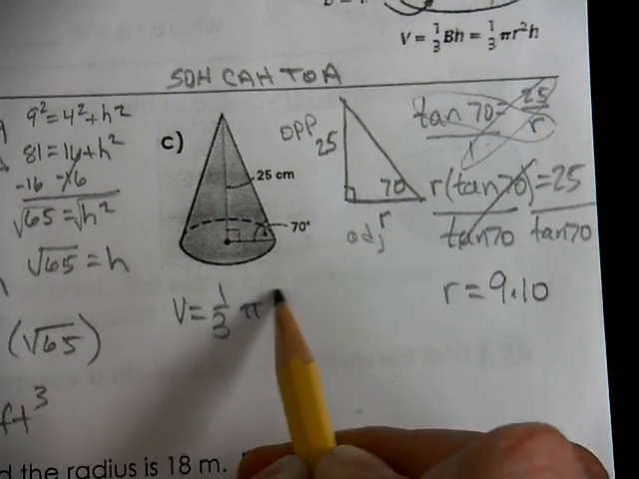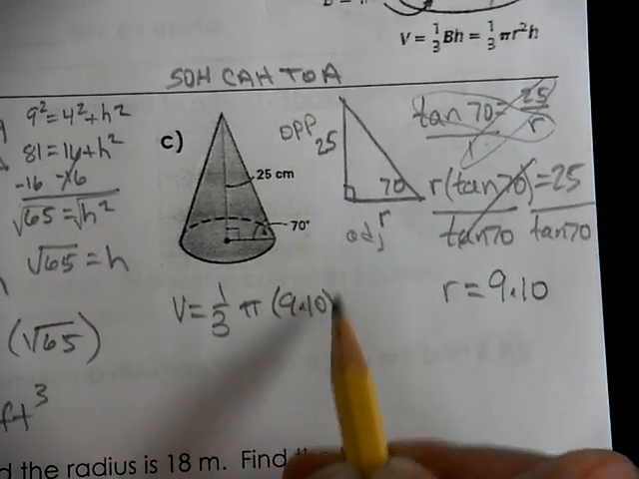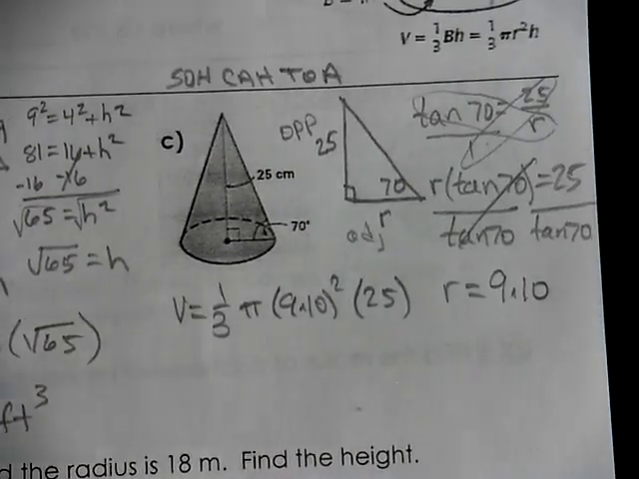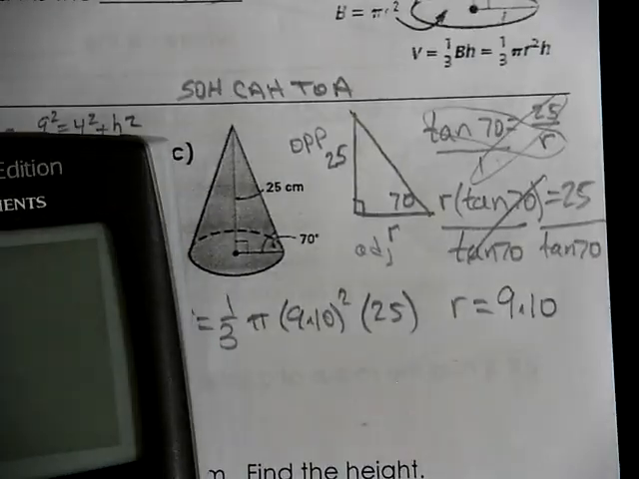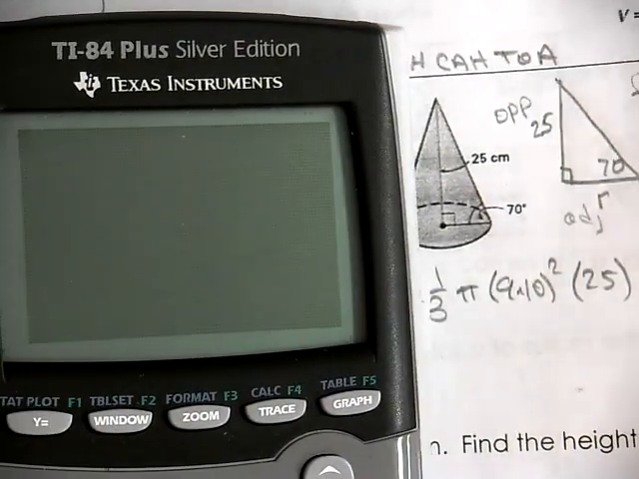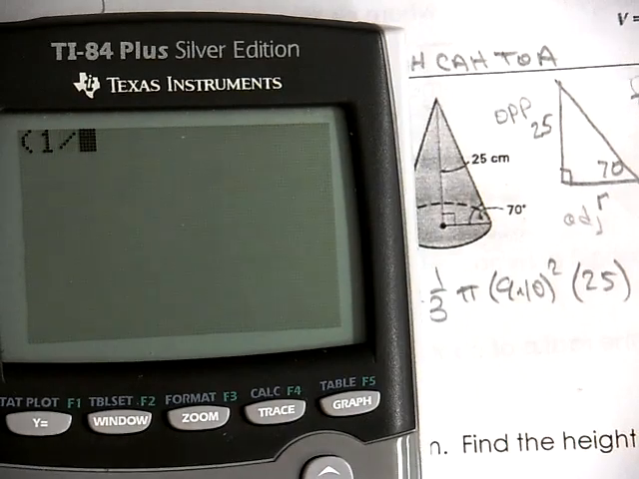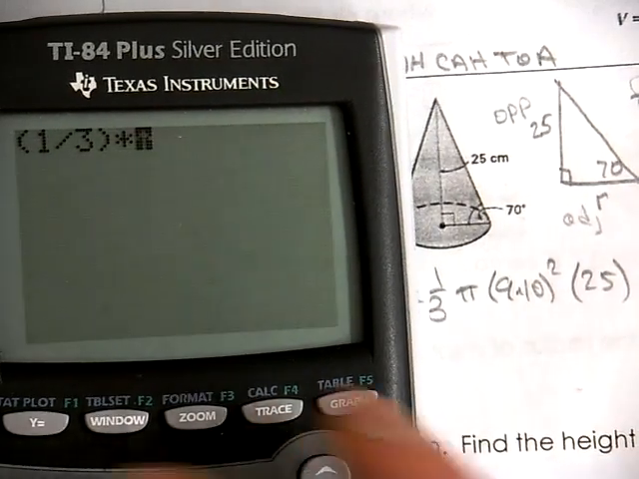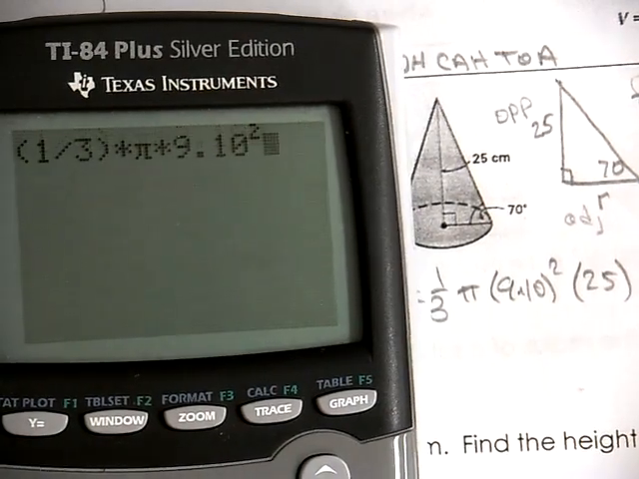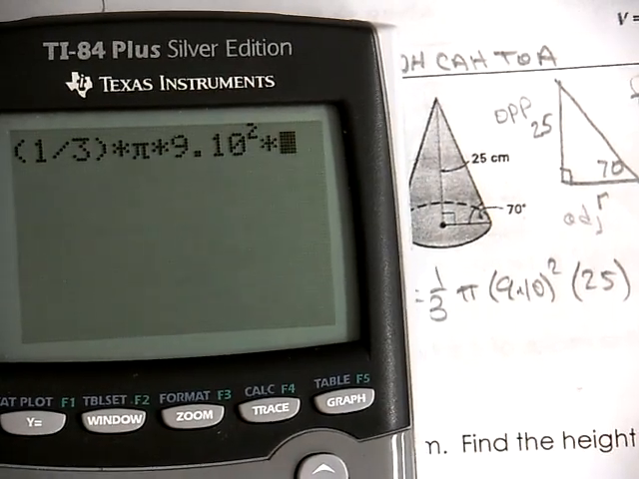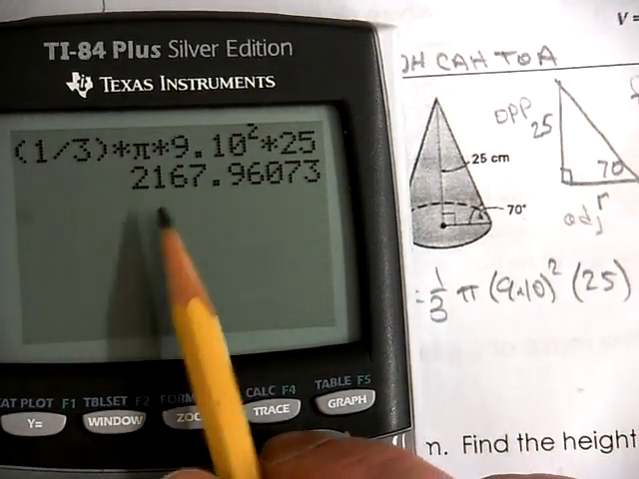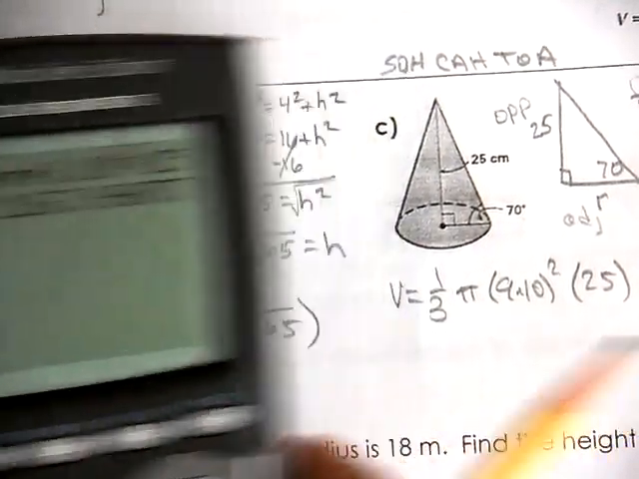1/3 pi 9.10 squared times the height. Since we're using a calculator and I've shown my steps, I can type this into the calculator. Parenthesis 1 divided by 3 times pi times 9.10 squared times 25. And I get 2,167.97.